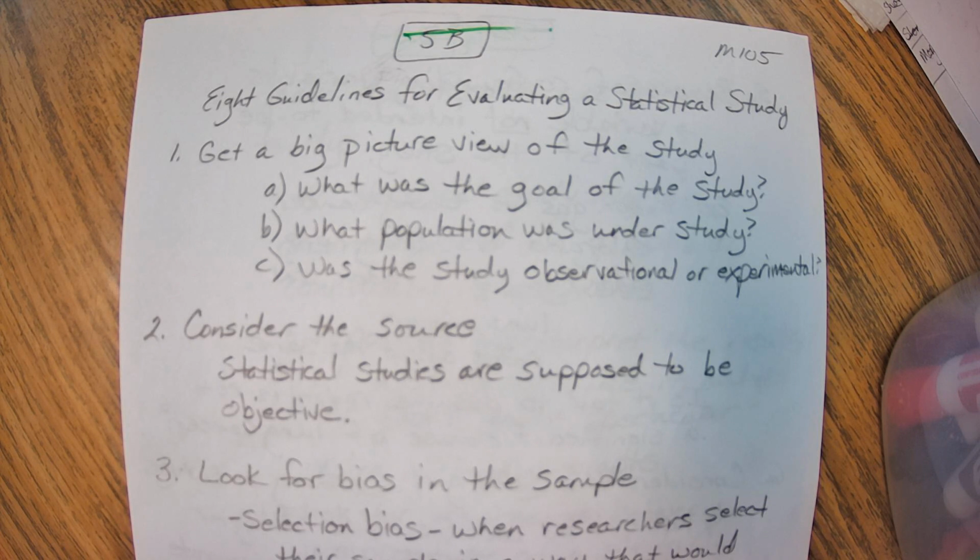Number 2 is consider the source. Remember that statistical studies are supposed to be objective. So if you see a statistical study looking at if tobacco is harmful for your health and the source of the statistical study is a tobacco company, yeah, you might want to consider whether that study is reliable.